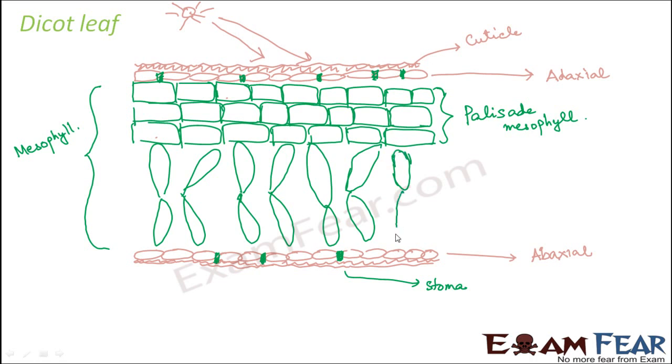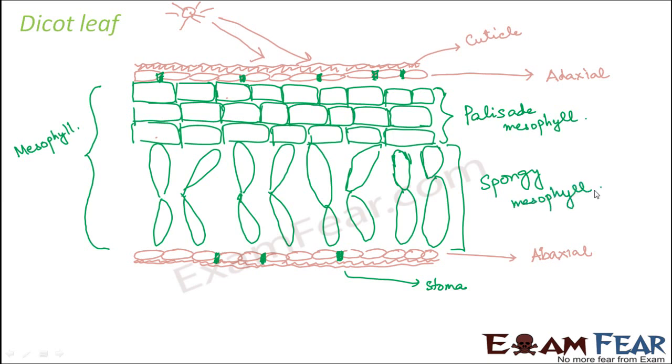See, I am drawing just a rough diagram, just to make you understand how the structure is basically. So this layer is spongy mesophyll because there is so much empty space. Now let us try to understand how this kind of arrangement or structure helps leaves to perform photosynthesis. So that is one important part here.